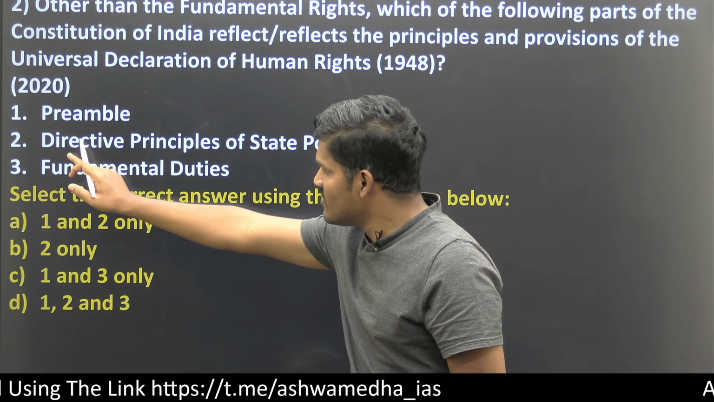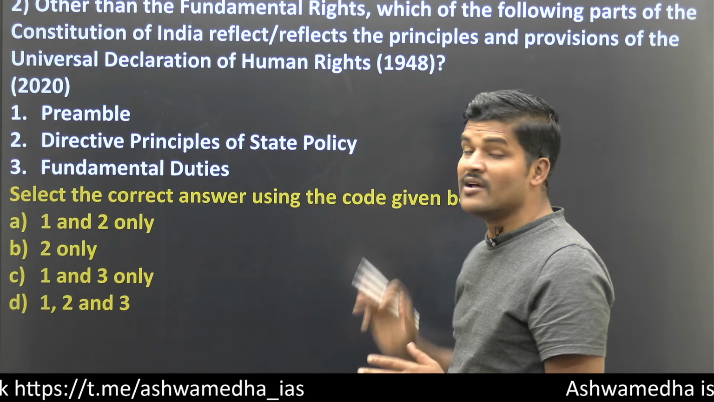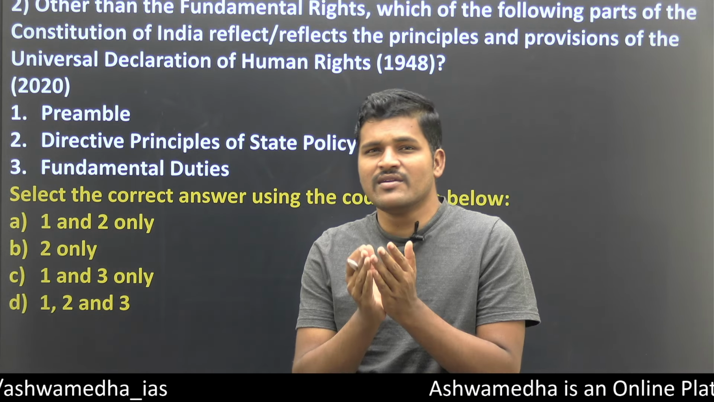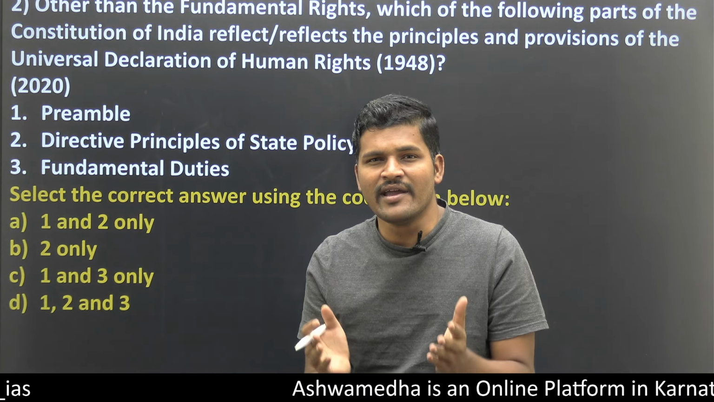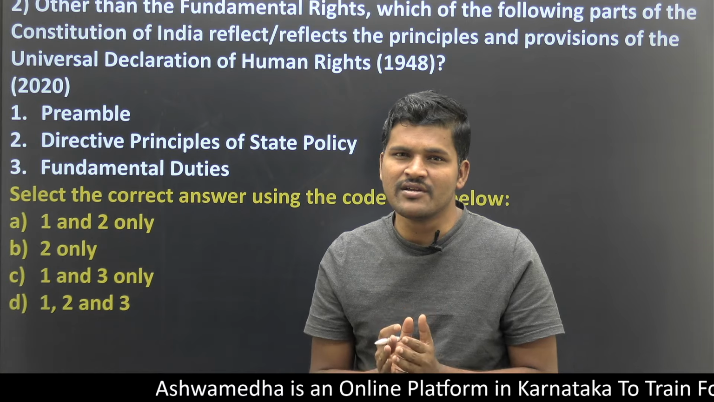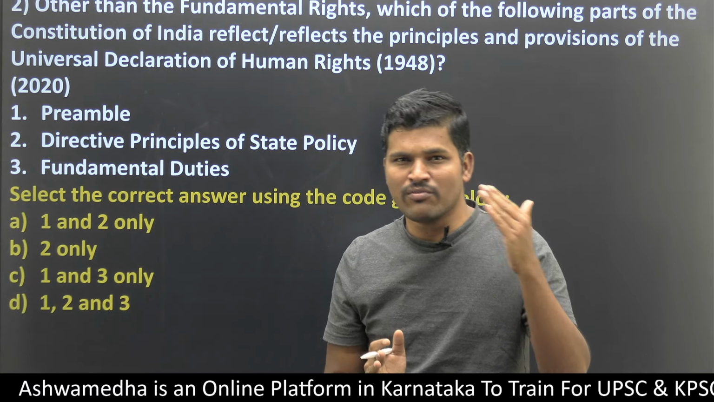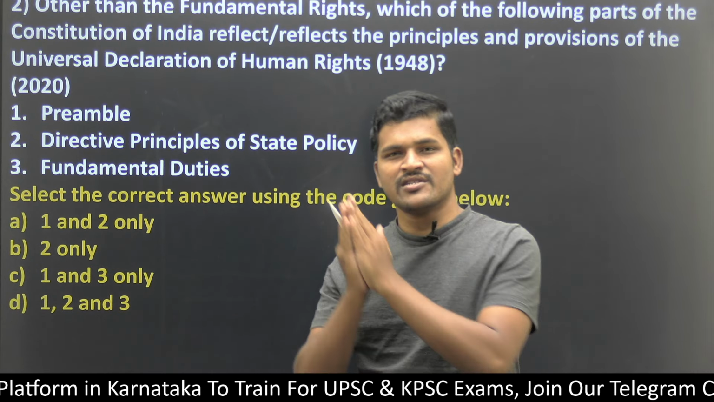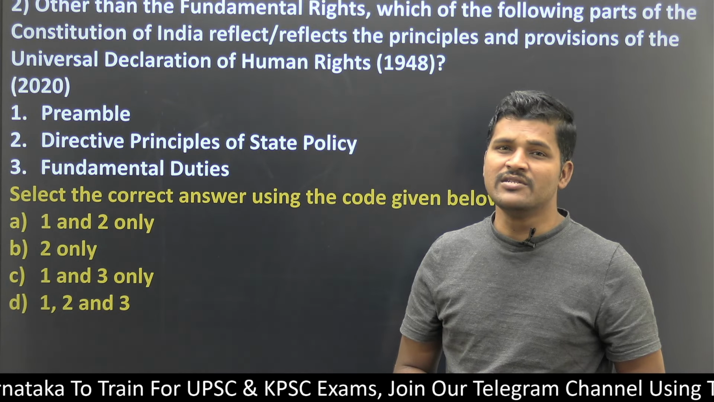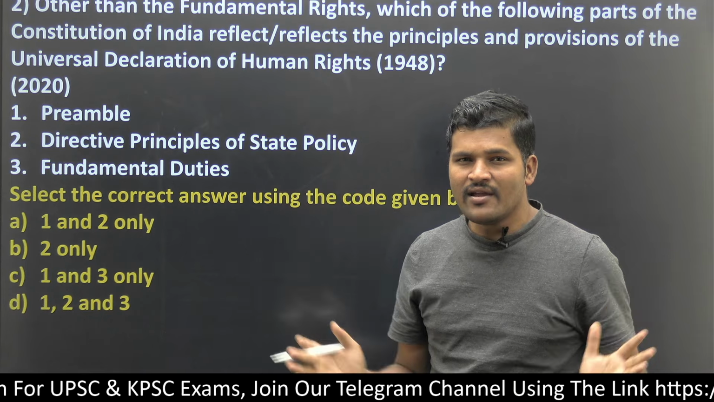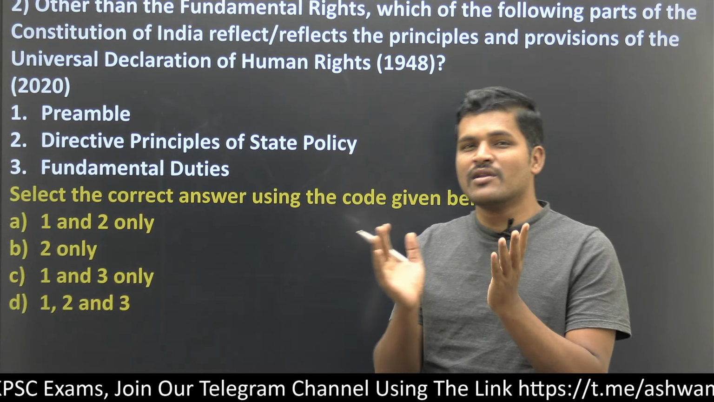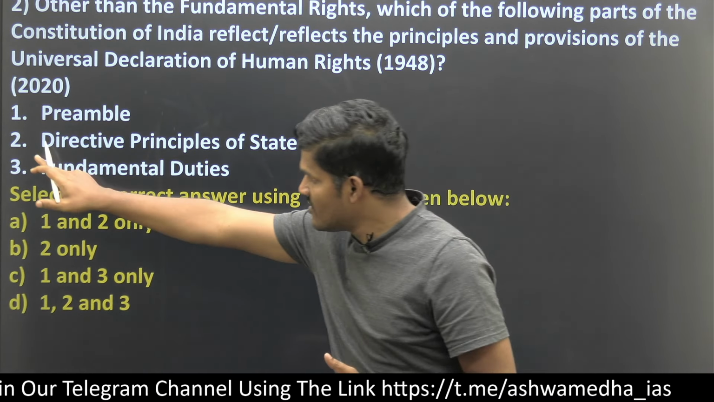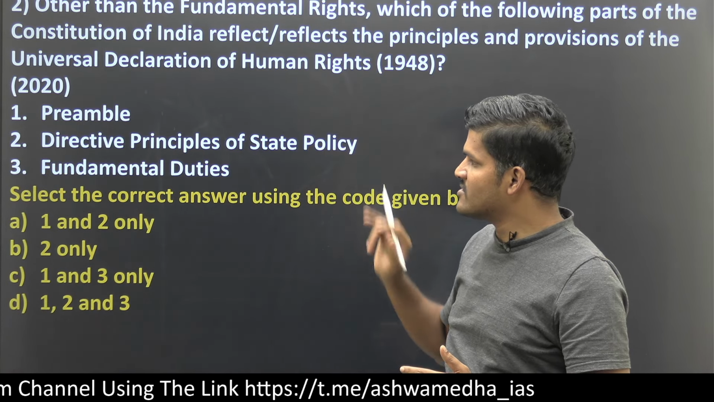Option 2, the Directive Principles of State Policy. The main intention of the DPSP is to make India a welfare state. It includes human rights, women's rights, natural rights, and it also takes care of educational rights and employment rights. So it is a 360-degree coverage of human rights. So option 2, the Directive Principles of State Policy, is also right.